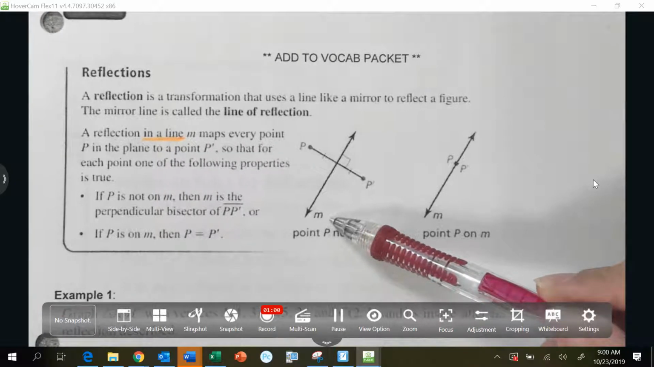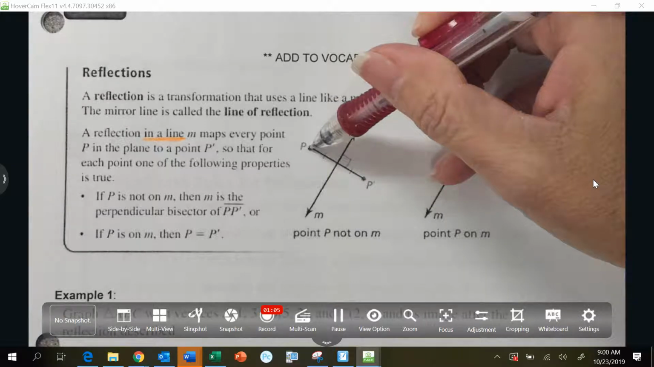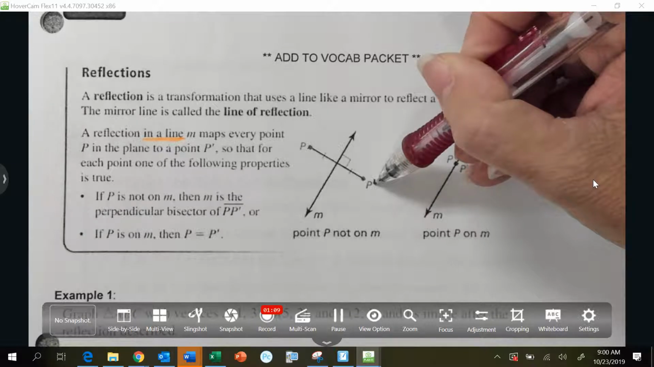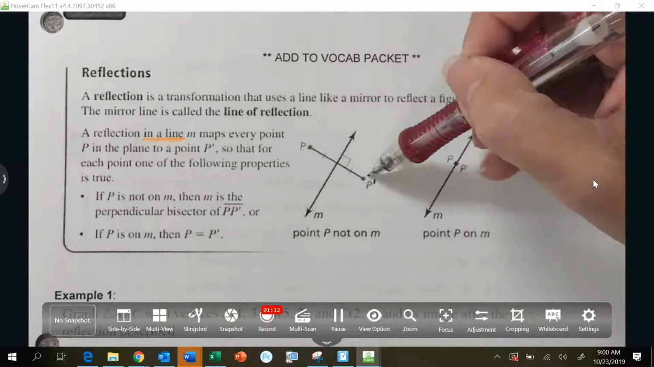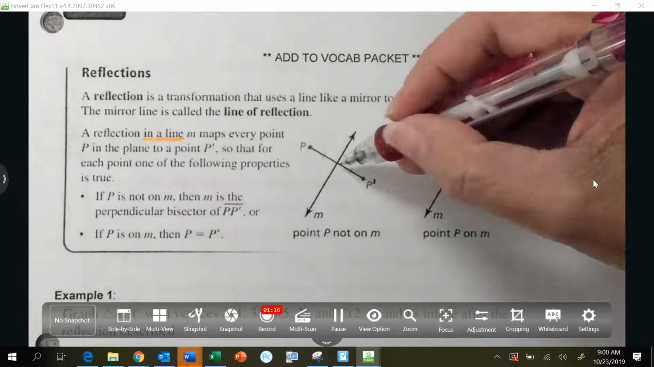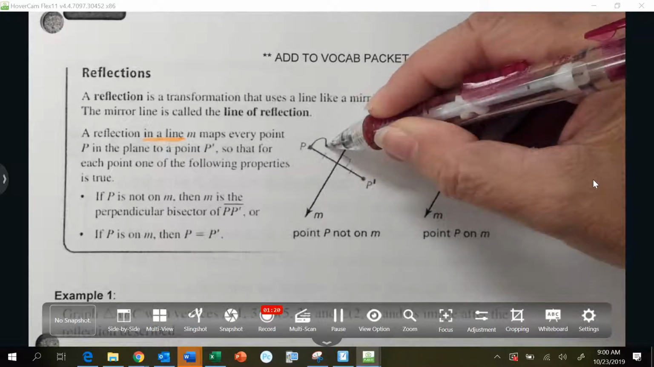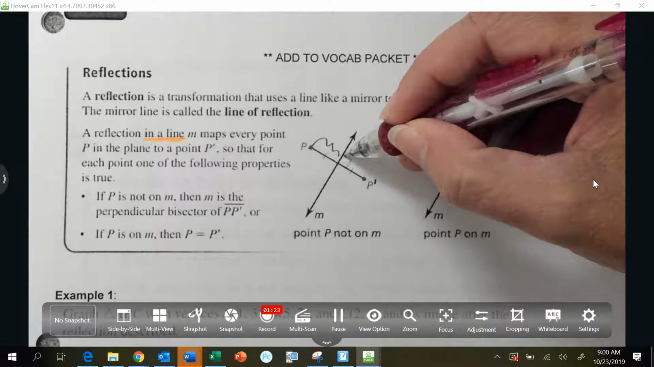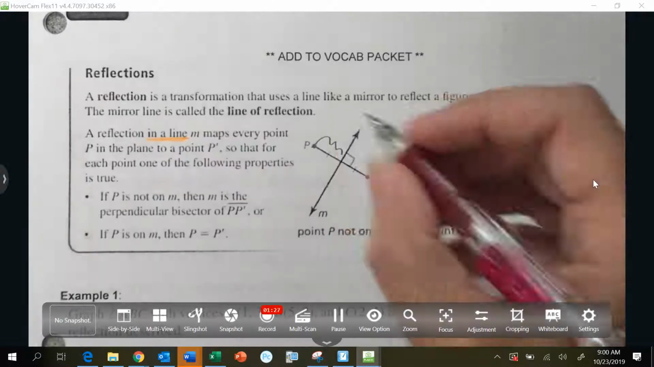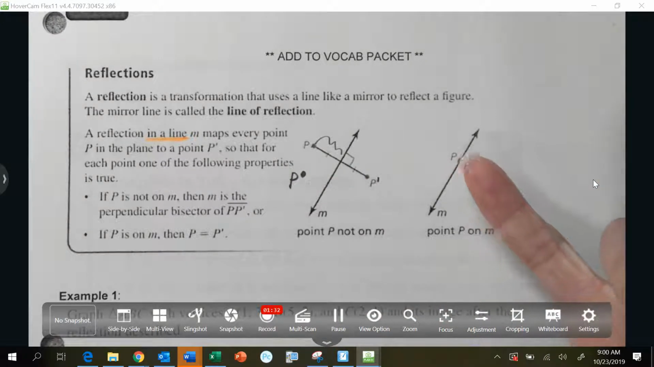It maps every point P, so here's point P, to a point P prime, so that if P is not on line M, then line M becomes the perpendicular bisector. That means it's the exact same distance. You can see it's marked congruent, and it makes a perpendicular line. So what I'm doing is I'm taking point P. This is what they've done. It's already done, so you can't really tell what they've done.